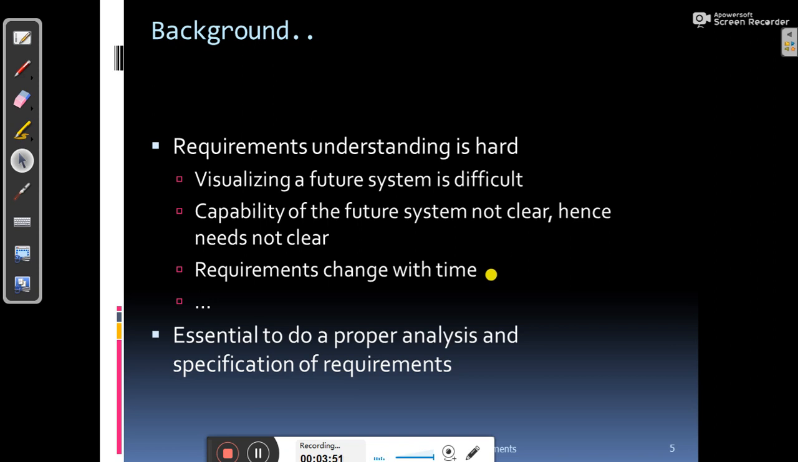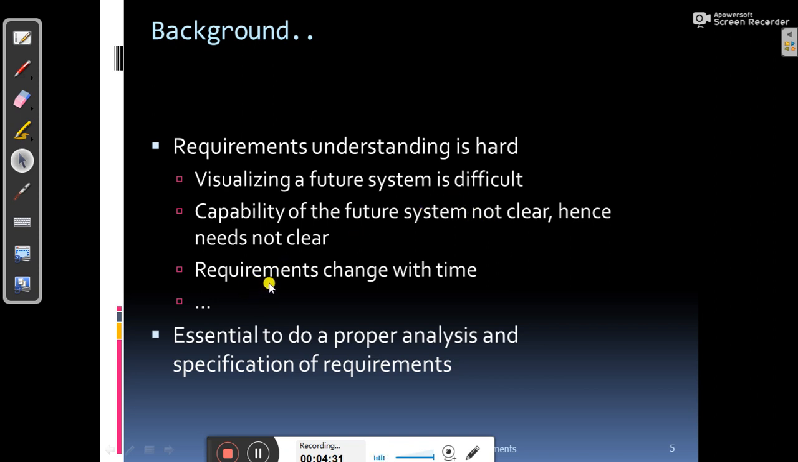In the background, requirements understanding is hard for a large system, but for a smaller system it might be easy. Visualizing a future system is sometimes difficult, but you have to go through it one step at a time. Only then can you understand the requirements, and you have to analyze part by part, step by step, section by section of the project. The capability of the future system is not clear. Obviously, while you are visualizing the future system, initially it might not be clear what its capability is. Hence, it needs to be made clearer.